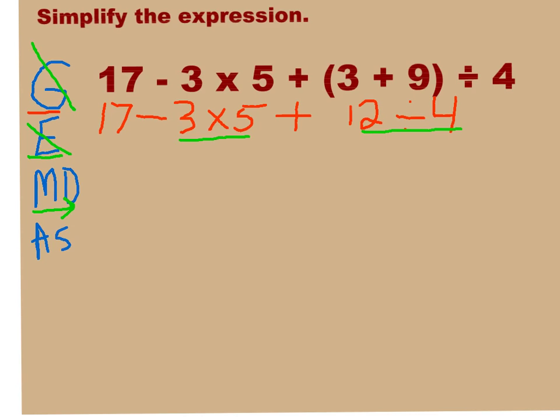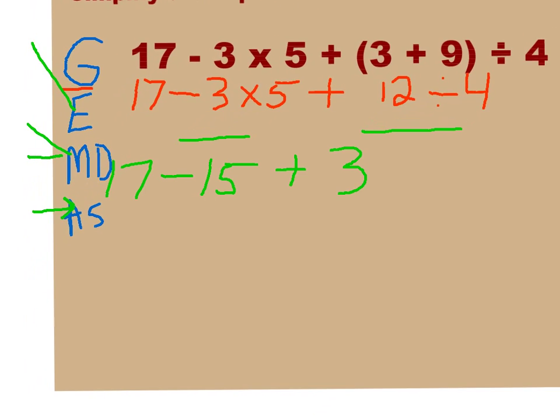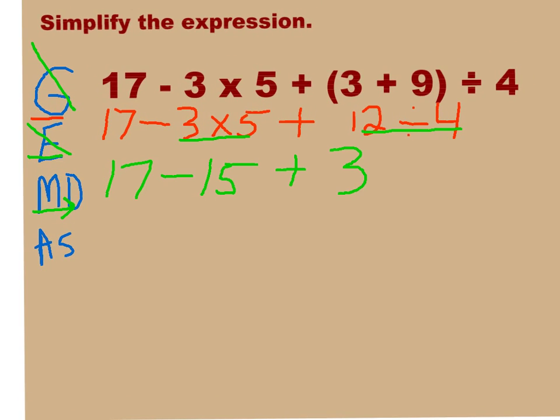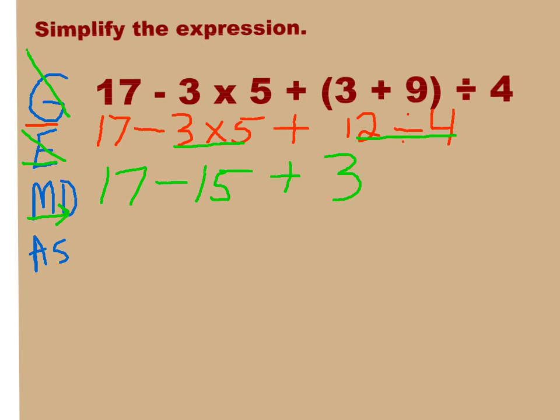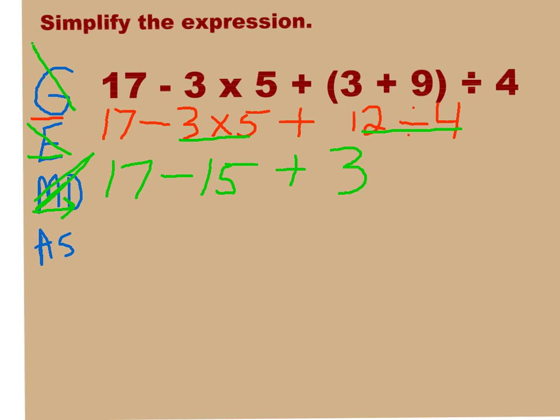So if you want, bring down the 17, and then 3 times 5 is 15. Do the multiplication because it appeared first, left to right, and then the plus sign, and you can do the 12 divided by 4 is 3. Now look at your problem. Are there any more multiplying or dividing parts of it? No, there aren't. So cross off multiply, divide.